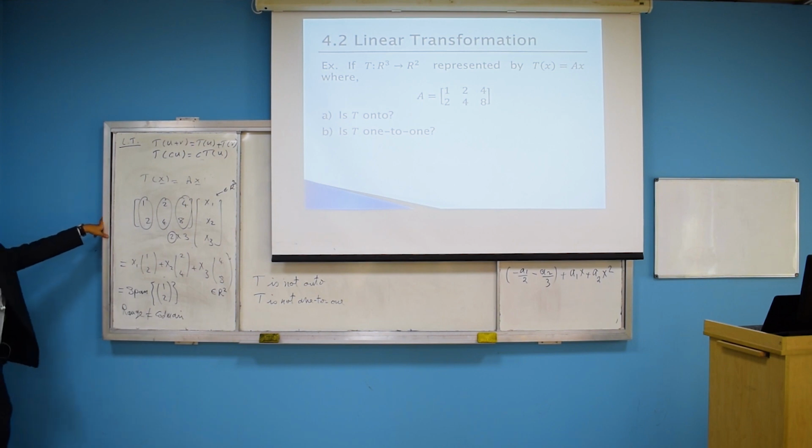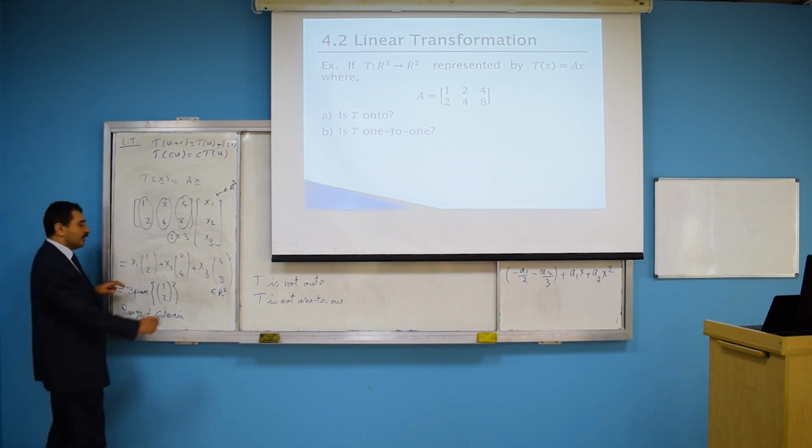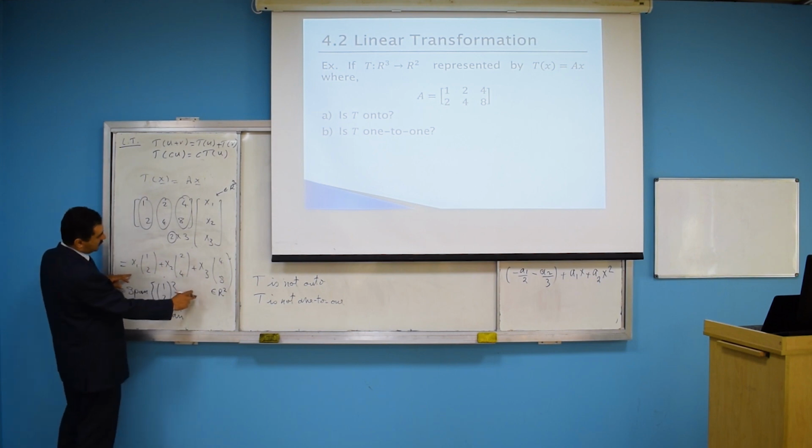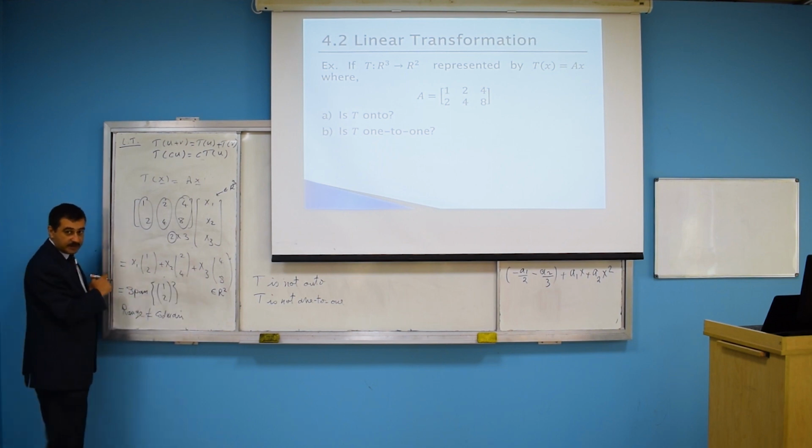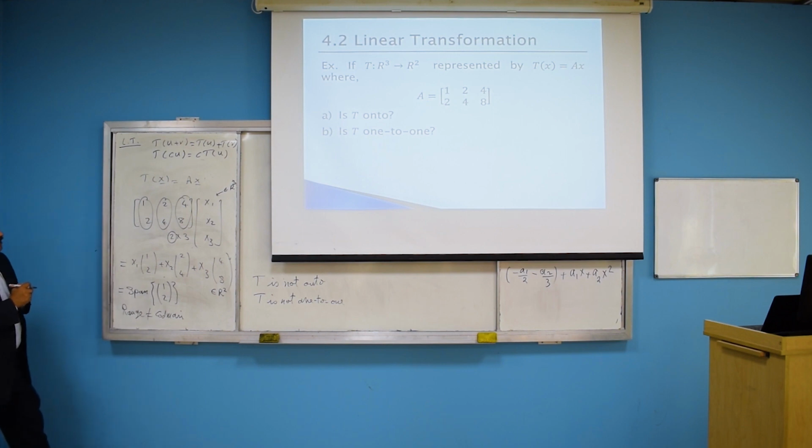Similarly for the zero vector, if I ask you how to get the zero vector, you can get it in different forms from different values for x1, x2 and x3. We can put, for example, x1 equal to -2, x2 equal to 1, and x3 equal to 0. So we get the zero vector, and many other vectors. So we have many pre-images for the zero vector, so this is not one-to-one.